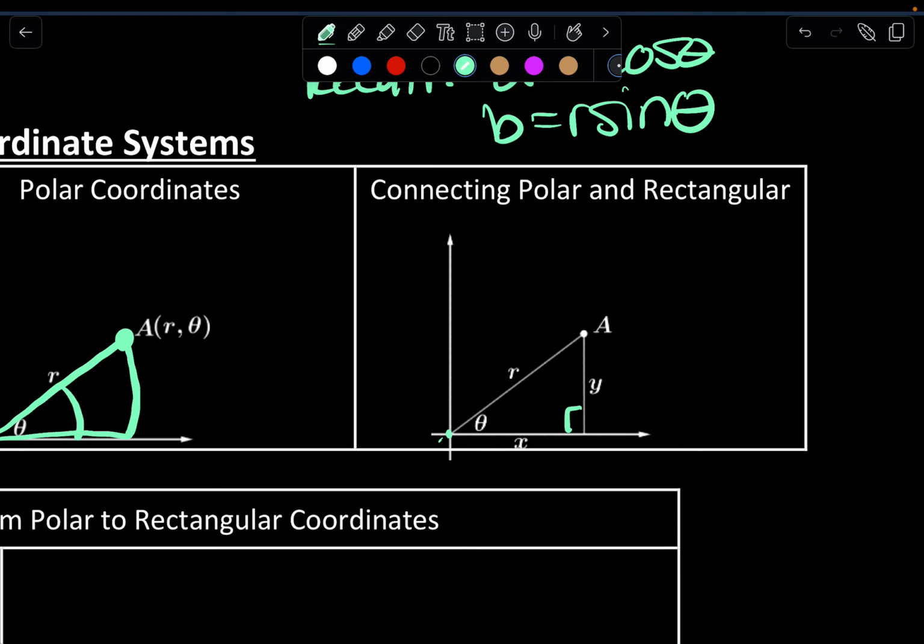So we have our pole here, we have our radius, and we have our point. We can also connect that by seeing the change horizontally and the change vertically. And in order to connect these three, we have our Pythagorean theorem. So r squared is equal to x squared plus y squared.